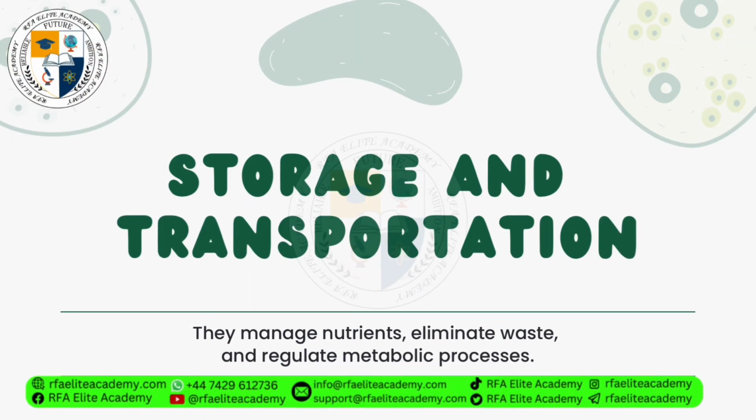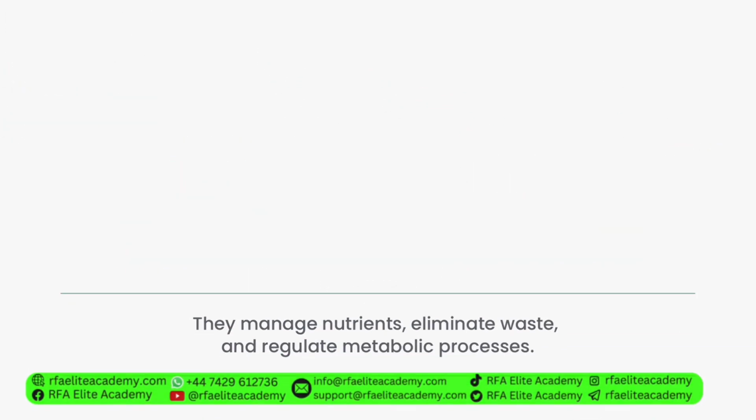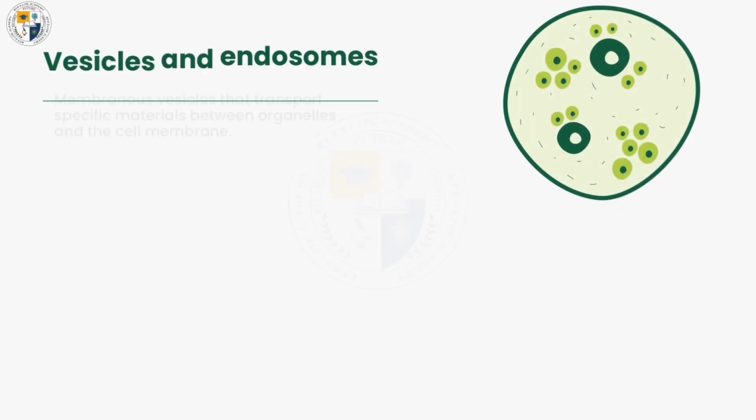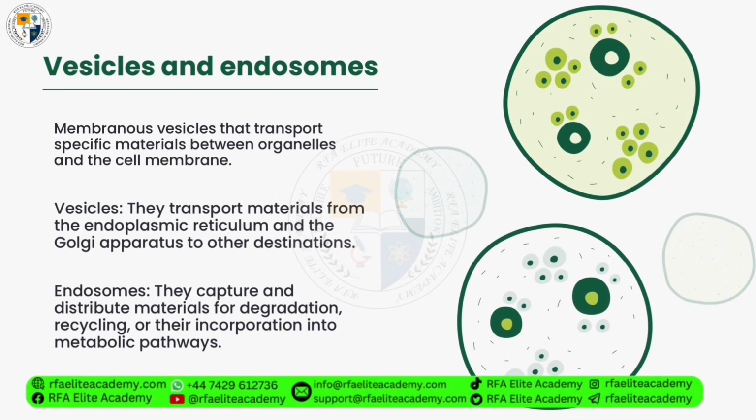Now let's move on to storage and transportation. The first thing that we see under this is vacuoles. We mainly see vacuoles in plant cells, and vacuoles are organelles that contain sugar and cell sap in the form of storing them. The last one is vesicles and endosomes. Vesicles and endosomes are just transporting organelles. They carry materials from one end of the cell to the other end of the cell.